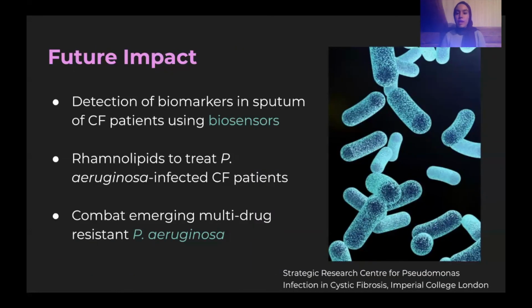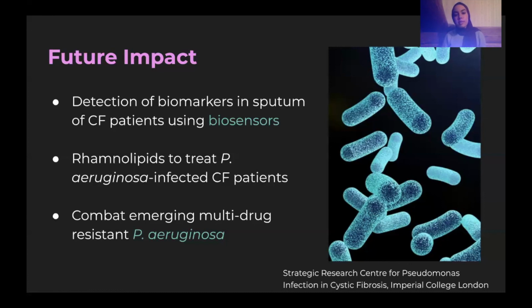So what is hopefully a positive outcome from all these rhamnolipid studies? Well, in a biotechnology sense, scientists have started to use rhamnolipids or other quorum sensing molecules as biomarkers to detect Pseudomonas aeruginosa or other biofilm forming bacteria in the sputum of cystic fibrosis patients, which is really exciting and hopefully becomes more accessible and a more direct way to diagnose these patients with chronic infections.